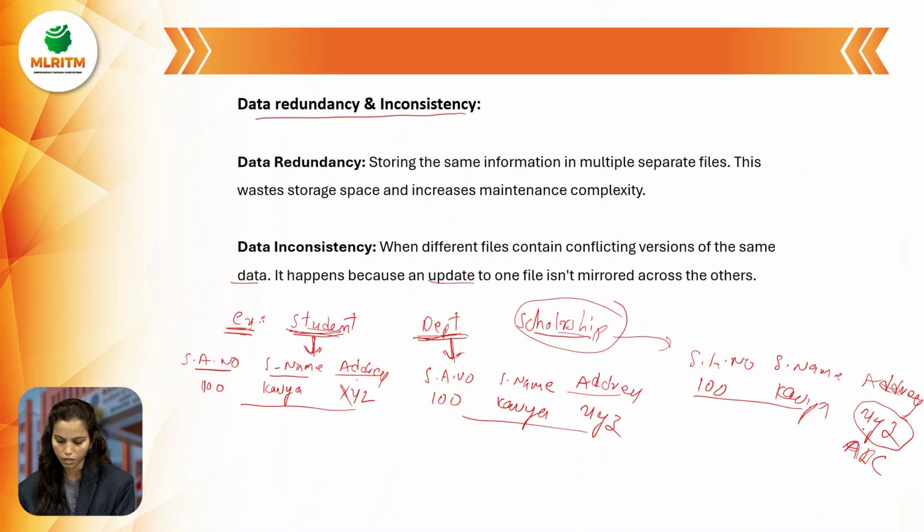It becomes a little confusing when someone wants the student's address: in the scholarship or department file the address will be different, and in the remaining student file and department file the address will be different. So there is some inconsistency. This is the data redundancy and inconsistency.